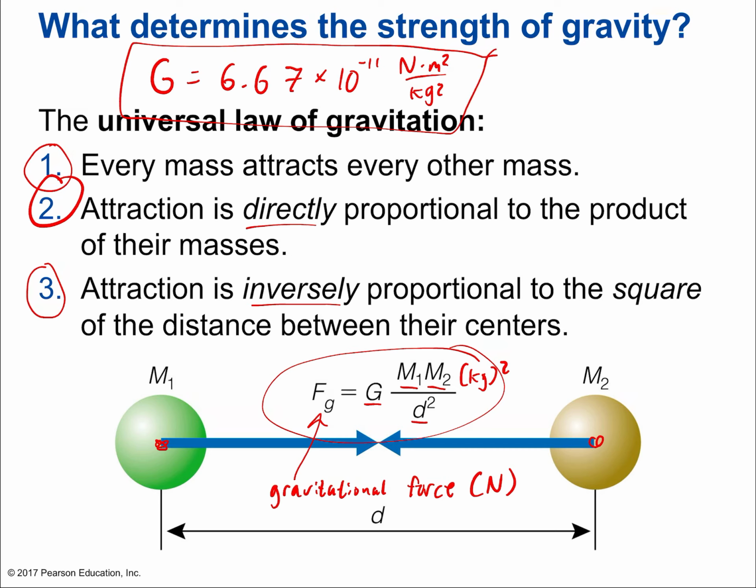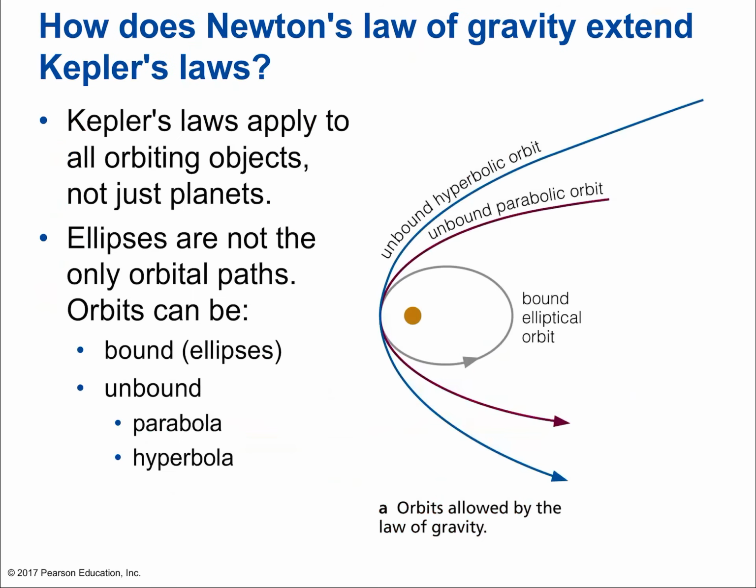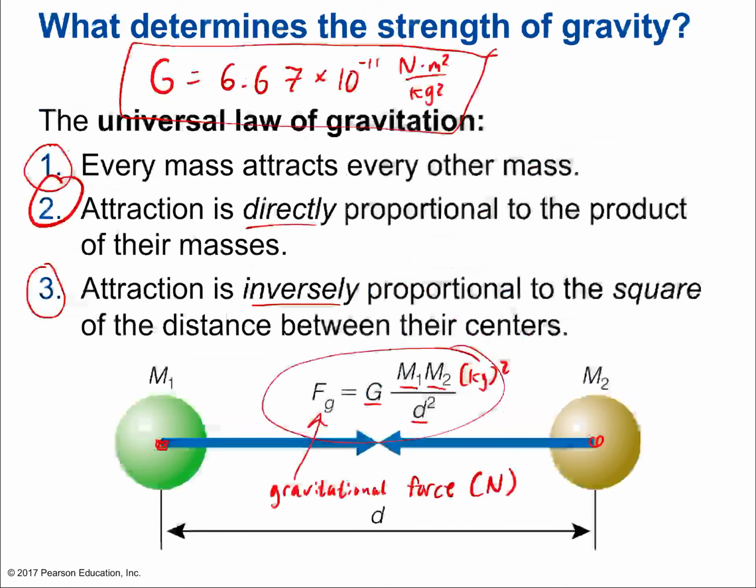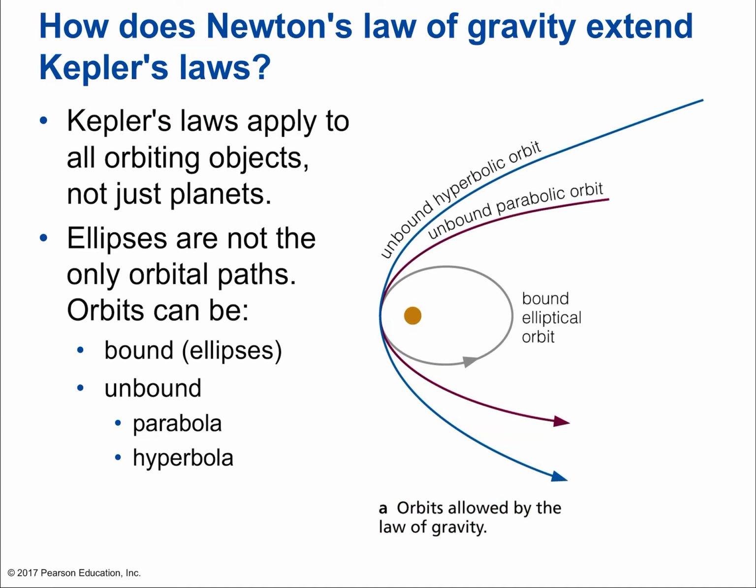Okay? So, now, how does Newton's law of gravity, because this is it right here, in the circle, that's Newton's law of gravity, in full equation form. But how does it apply to orbiting objects? Well, ellipses are not the only orbital paths. Orbits can be bound and unbound. Parabolas and hyperbolas are examples of unbound orbits. That's where you escape the gravitational pull. You have a great enough momentum that you escape the force. That external force is not large enough to actually cause your momentum to become an ellipse. Instead, you just continue away.